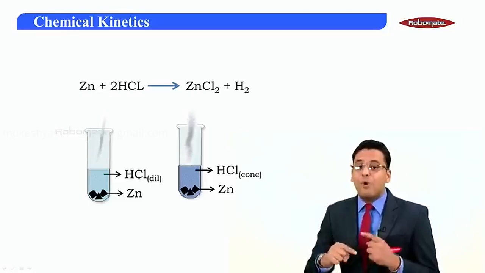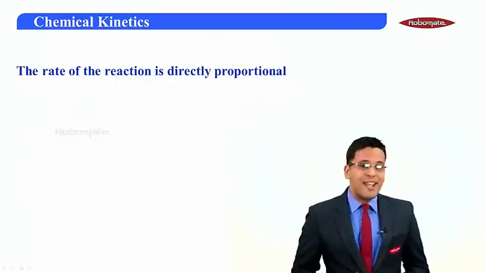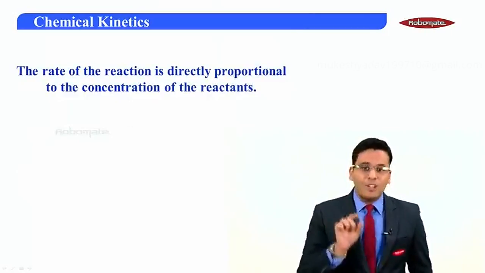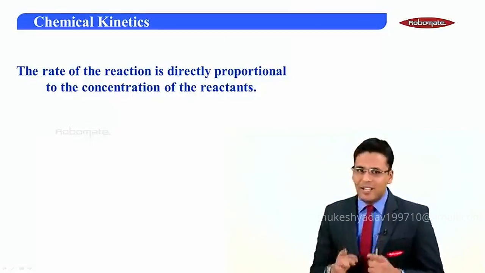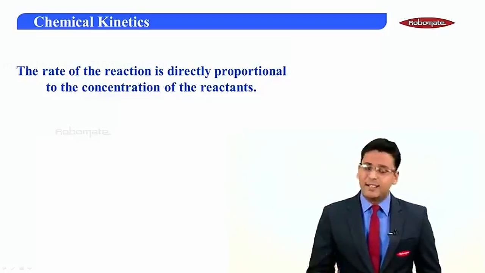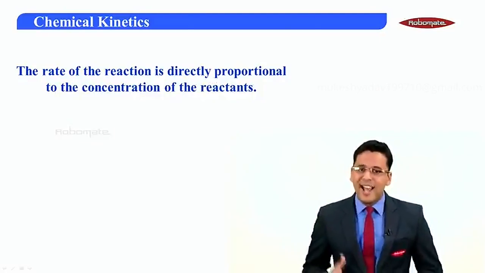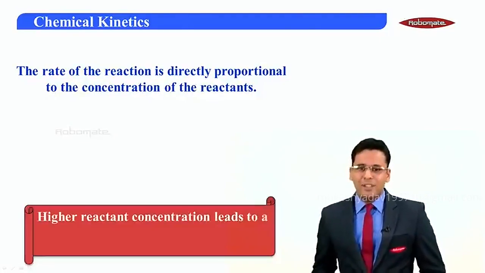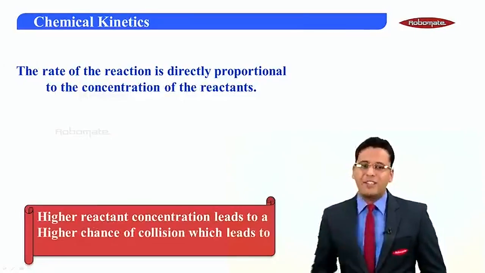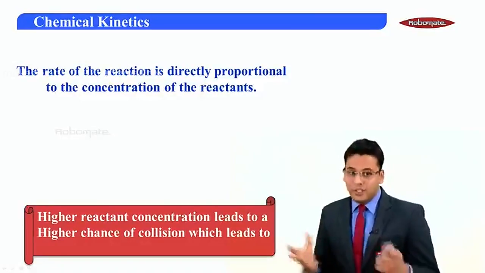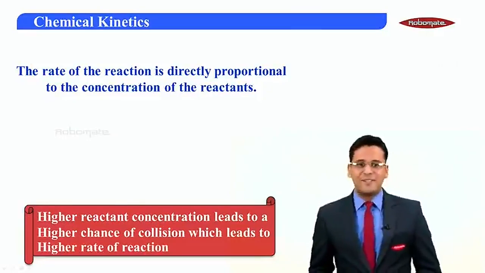Naturally the reaction becomes more vigorous. So I can say that the rate of reaction is directly proportional to the concentration of reactants. If the reactants are more concentrated, the rate will be more. If the reactants are less concentrated, that means they are dilute, then the reaction will be slow. And the reason for that is fairly simple. If you've got a higher concentration of reactants, it will lead to higher chances of collision. And as we have just seen, more collisions corresponds to a greater rate of reaction.